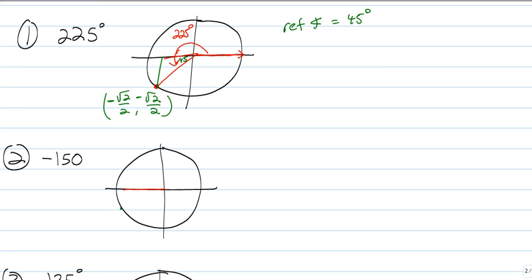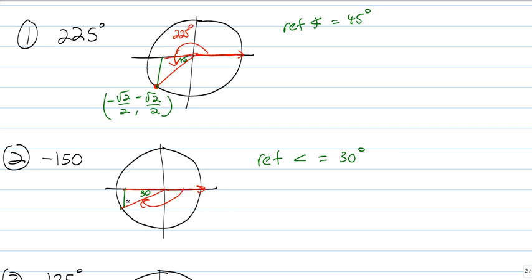Now let's do negative 150. First of all, negative 150 goes backwards. So negative 180 is here, so negative 150 goes about here. Well, if I'm going 150, how much more does it take to get to 180? You should figure out that the reference angle is 30 degrees.